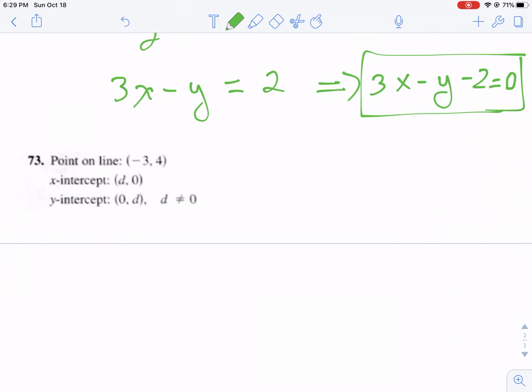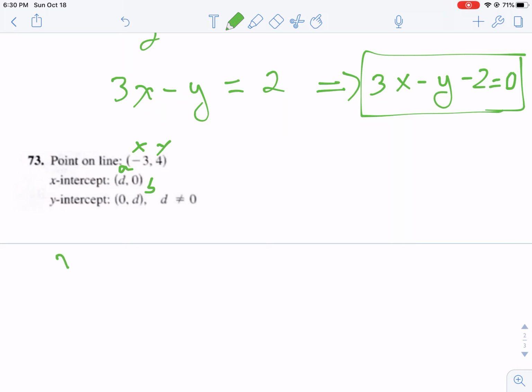Last one. This one, what they did is instead of giving you an actual point, they are giving you an abstract point, okay? So instead of a value, now the value is d, and they actually want you to find what that d is. So notice that they give you a point on the line. So a point, we know that the first value is x and the second value is y. Your a here happens to be d, and your b happens to be d for this problem also.